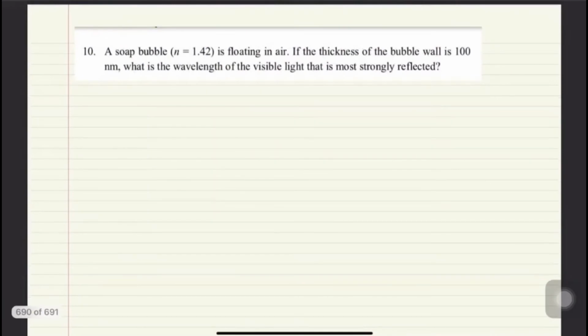Okay, let's try to look at question number 10. This one is from the tutorial. It says that a soap bubble is floating in air. If the thickness of the bubble wall is 100 nanometer, what is the wavelength of the visible light that is most strongly reflected?